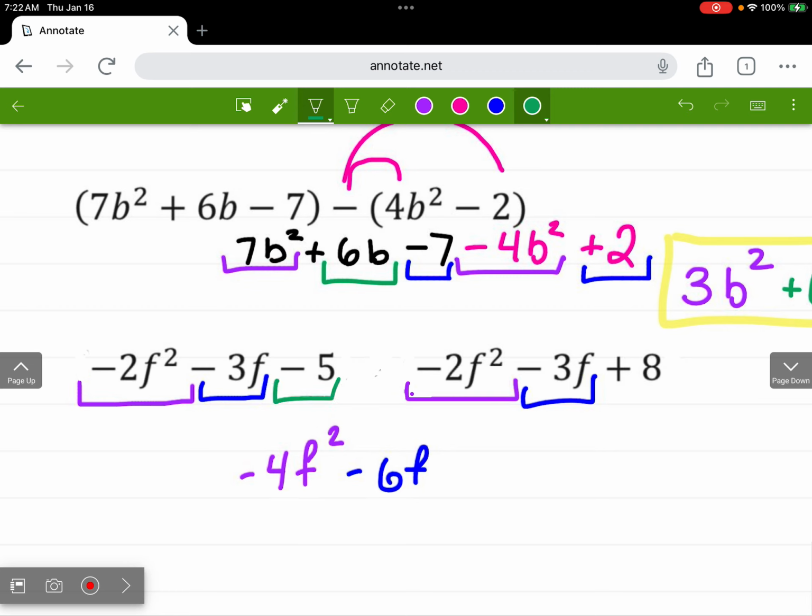And then our last piece on here, our minus 5 and our plus 8, which is going to give us a plus 3.